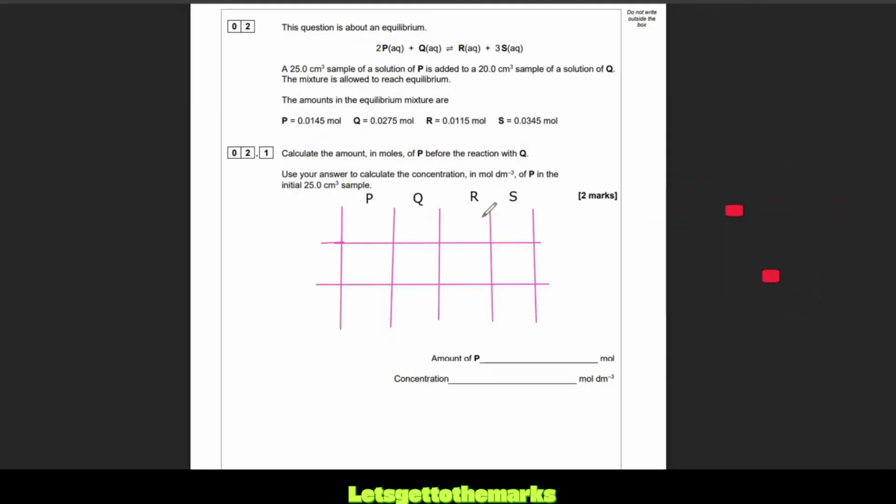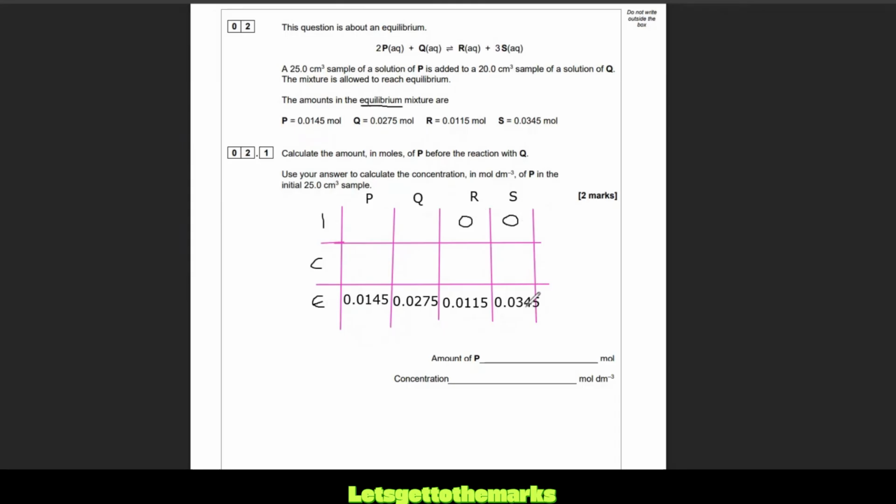When you get equilibria questions, you could do this little table and you write ICE. I stands for initial, C stands for change, and E stands for equilibrium. So what I've done here, I've written in the equilibrium moles: 0.0145 of P, 0.0275 of Q, 0.0115 of R, and 0.0345 of S. Now, we don't know the initial amounts of P and Q. They were the reactants. But in a reaction, you have 0 of each of the products initially, so R and S were 0.